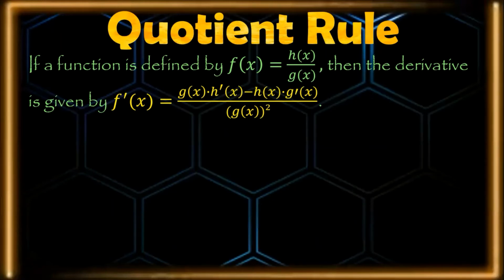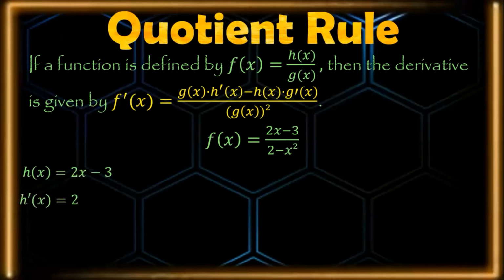Let's have another example. Suppose our given function is 2x minus 3 all over 2 minus x squared. So same process, we will identify h of x and its derivative, g of x and its derivative. So we have our h of x, the numerator, that's 2x minus 3. And its derivative is 2. Next is the denominator, which is our g of x, and that is 2 minus x squared. Then its derivative is negative 2x.